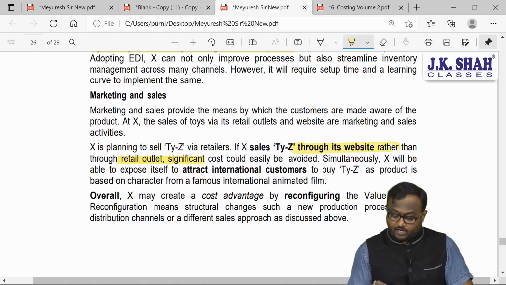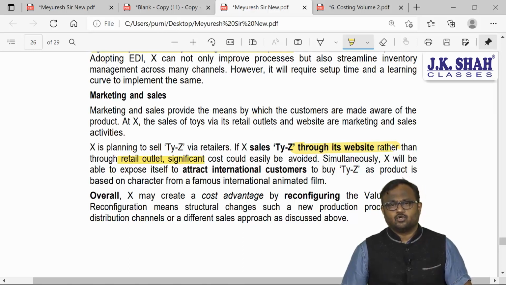If you sell from retail outlet, certainly there will be more cost. Like product on Amazon is always cheaper than product in the shop. Why? Because there is a distribution cost to be added, to be recovered from the customer, plus other retail costs to be recovered from the customer.